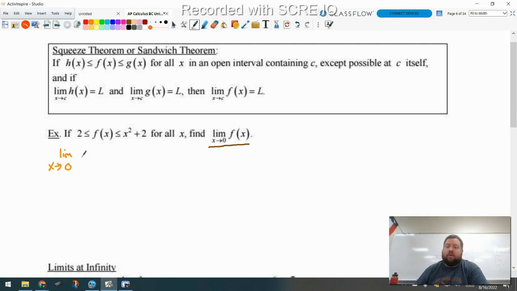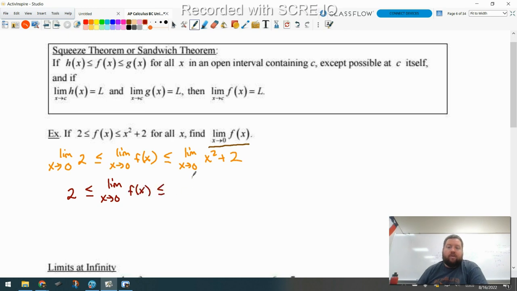Limit as x approaches 0 of 2 is less than or equal to the limit as x approaches 0 of f of x. That's what we're trying to find right there. Which is less than or equal to the limit as x approaches 0 of x squared plus 2. And so the trick is you should be able to solve the limit on the left and the limit on the right, which is going to allow you to make a conclusion about the limit in the middle. So this is the limit of a constant, which is equal to a constant. So that's 2. This is the one that we don't know, so we're going to leave that how it is. And then this limit, you're just going to do direct substitution, plug in 0. 0 plus 2 is 2.